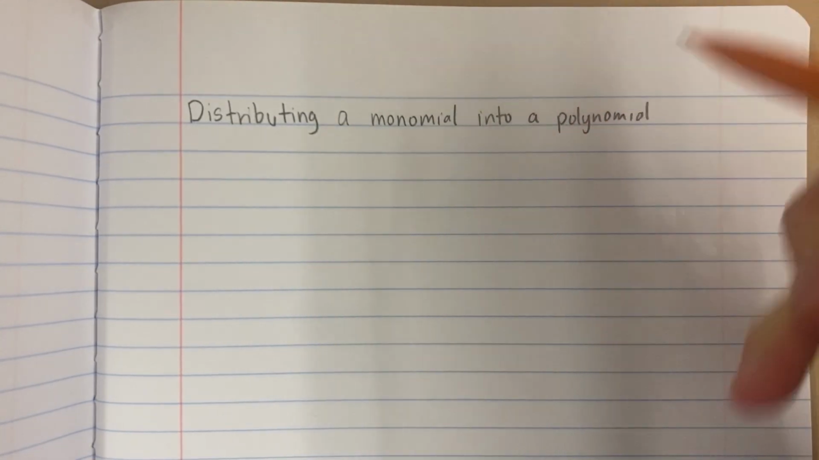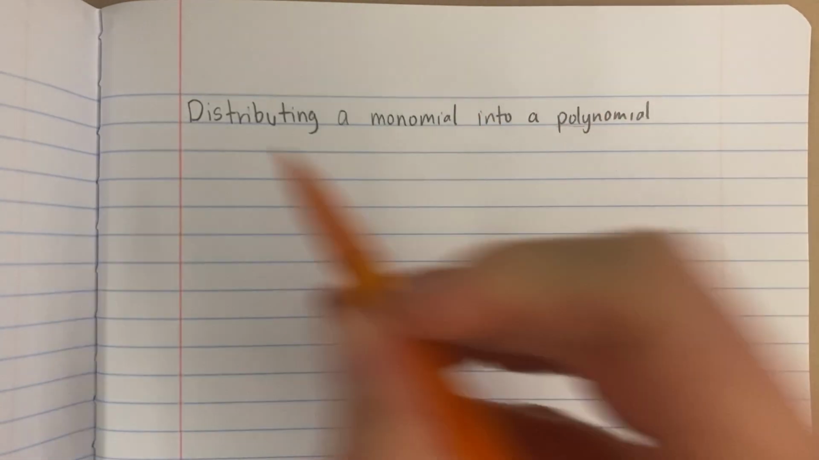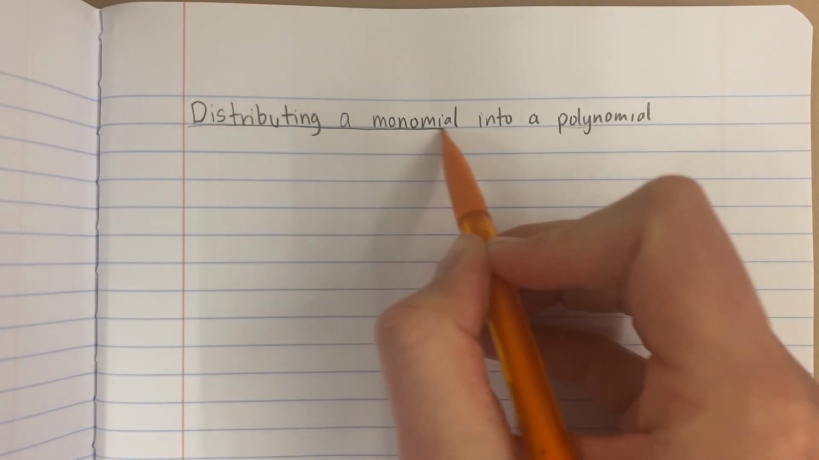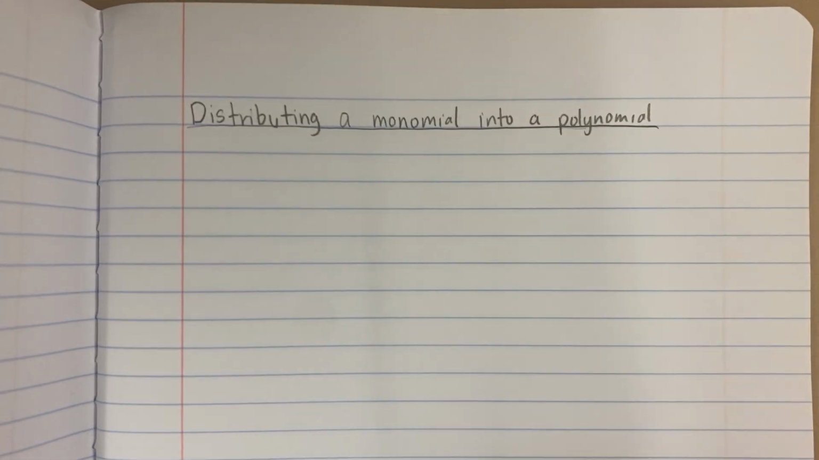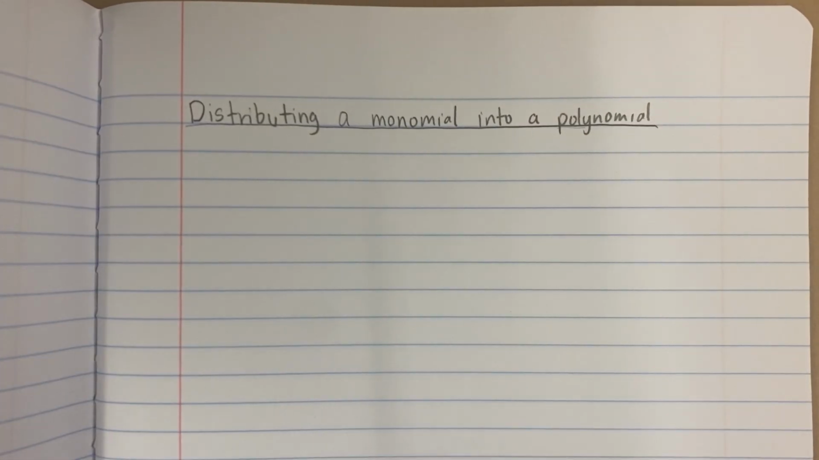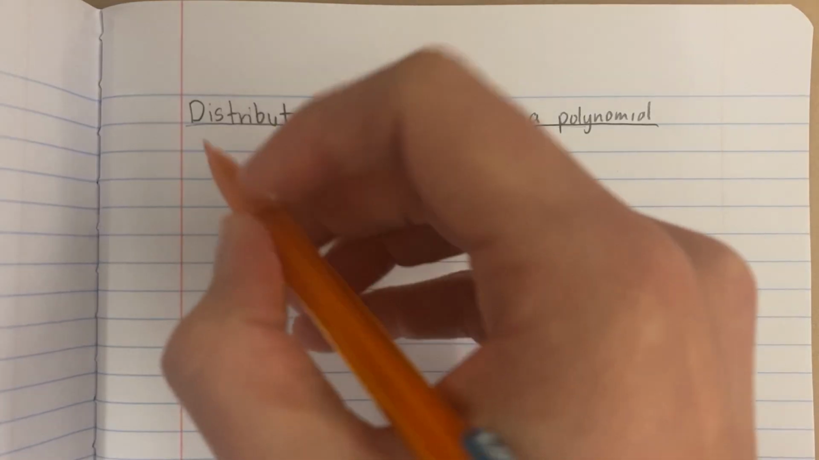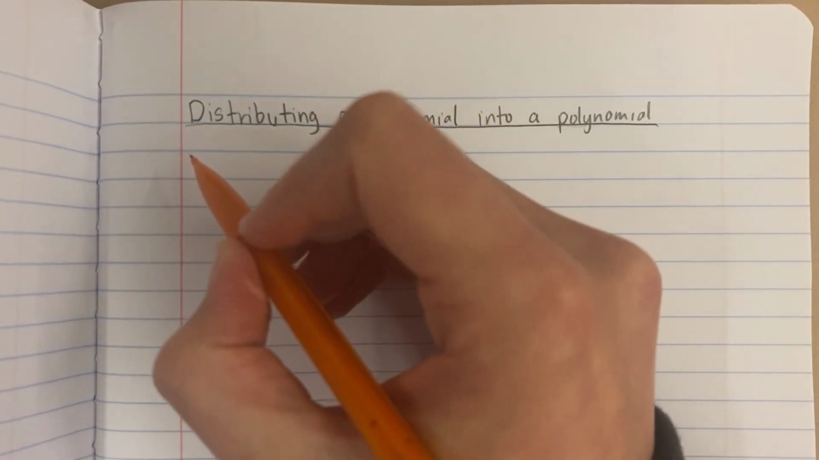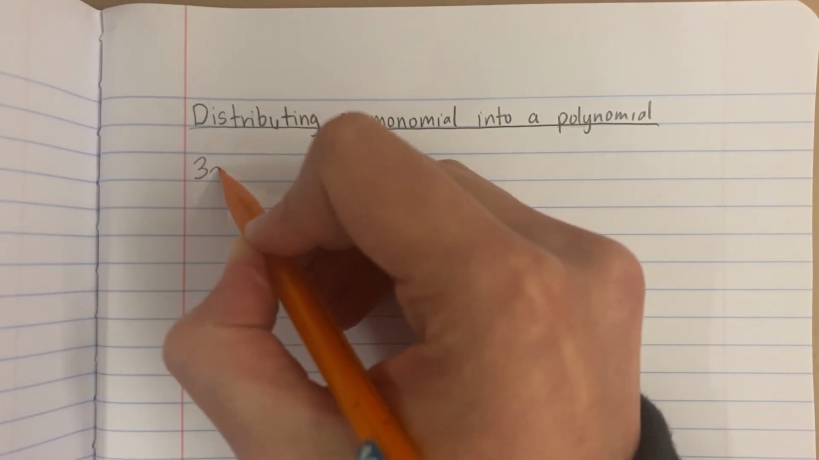Now, polynomial means many, like poly just means many, so this just means many terms. We're going to do binomials, we're going to do trinomials. I'm going to do one longer one just so you know you can do it, but usually we don't do it because it's super annoying. Okay, so here are our examples. Okay, here's the first one.